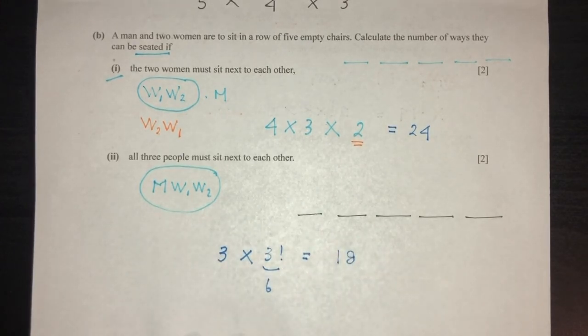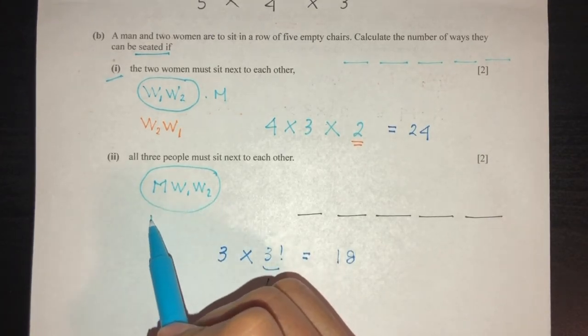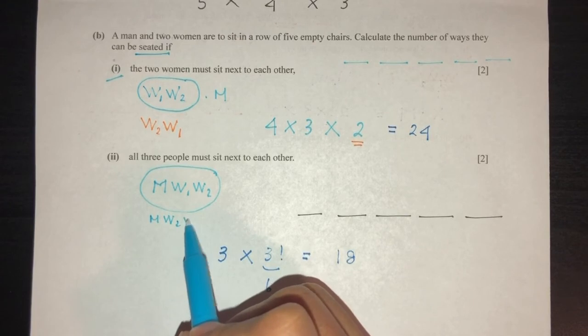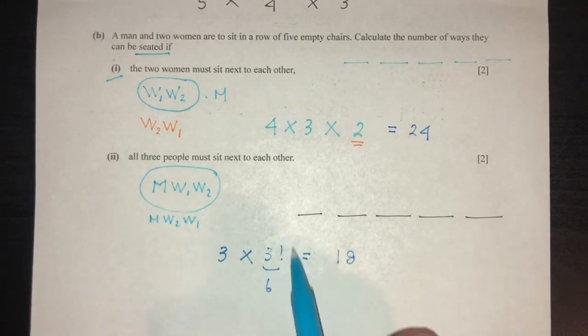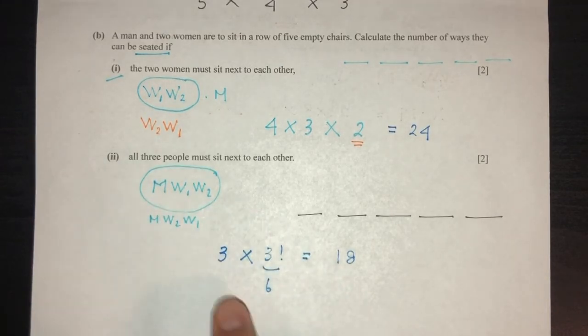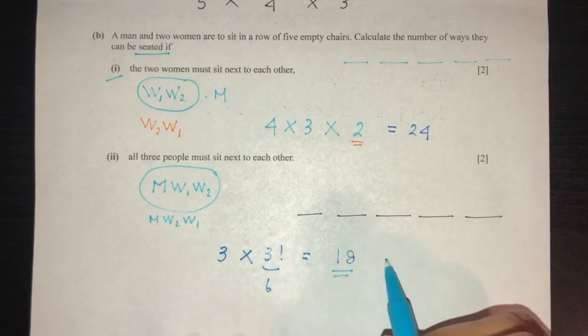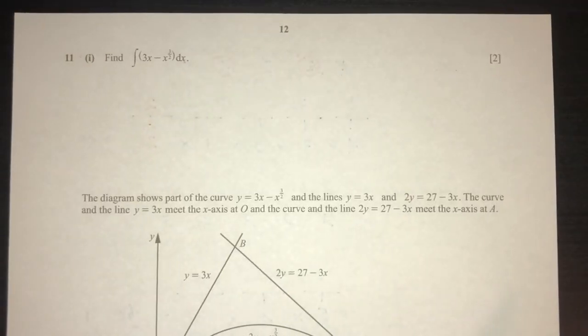I hope that makes sense, because you can rewrite this as man, woman 2, woman 1, and so on. You have 3 factorial ways of writing this on the inside. This is why you have to multiply by this many ways to find the 18 as your total number of ways of sitting down next to each other. And that will be your question number 10. Let's move on to question number 11.